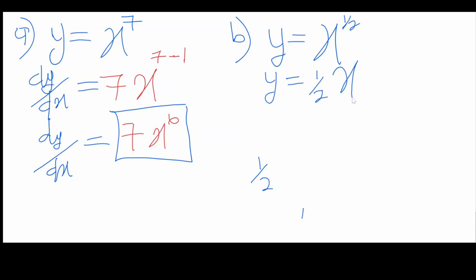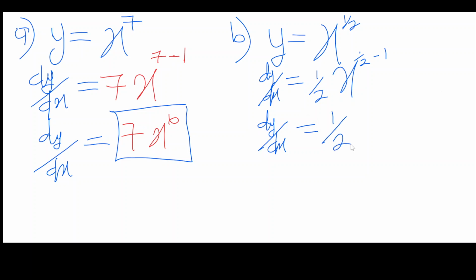Then we have x to the power of 1 over 2 minus 1. We're going to be subtracting the power by 1. Sorry, this is supposed to be dy/dx. We have dy/dx equals that. Then dy/dx equals 1 over 2 x to the power of half minus 1, which is negative half, so x to the power of negative half. And that's how we go about this.